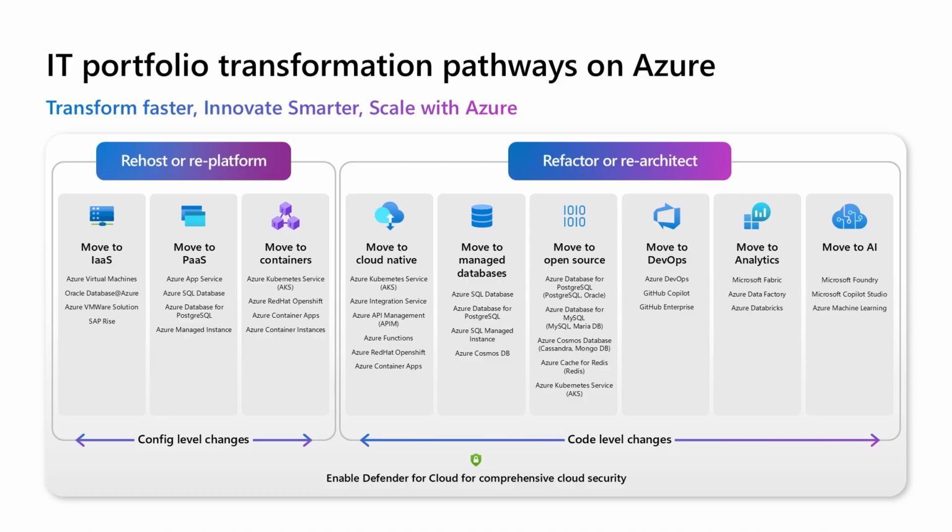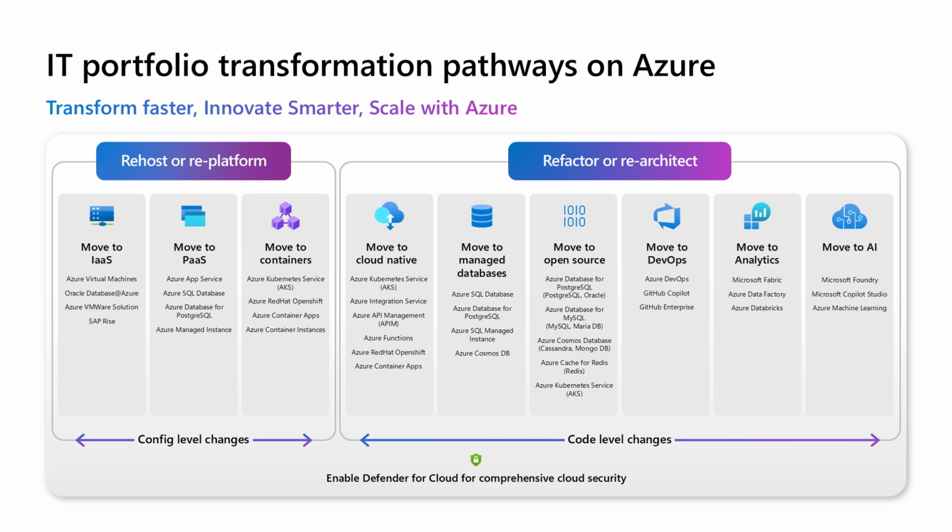Azure supports IT portfolio transformation through the rehost, replatform, refactor, or re-architect strategies. If you choose to rehost or replatform, you can move to IaaS options like VMs, VMware Solution, platform as a service options like Azure App Service, Azure SQL Database, Azure Database for PostgreSQL, or Azure SQL Managed Instance, containerizing using AKS, Container Apps, Container Instances, or Red Hat OpenShift.